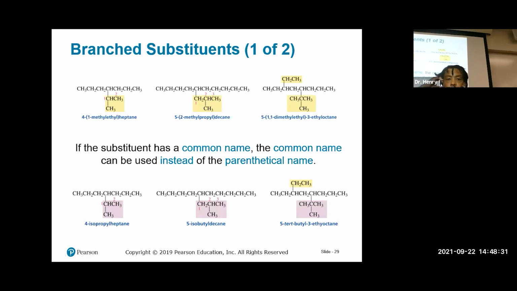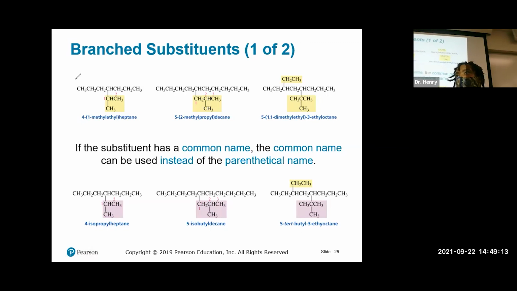Okay, now we're talking about branches on branches. Hot mess. So we're talking about branch to branch. In this case, if we look at our system here, we have heptane. That's 1, 2, 3, 4, 5, 6, 7. I have to count it because I'm blind.